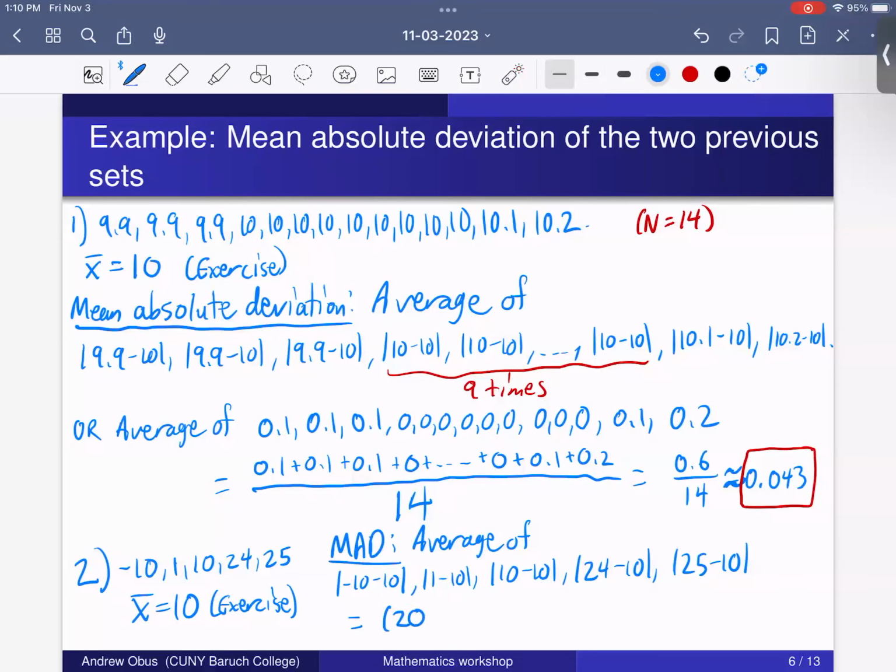So we have 20 plus, then here we get negative 9, but we have to do absolute value, so it's 9. And then here we just get 0, 10 minus 10. And then here we get 14, and here we get 15. So plus 14 plus 15, and then we divide by the number of entries, which is 5. This is 29, and then plus 14 is 43, and plus 15 is 58. So it's 58 divided by 5, and this comes out to be 11.6.